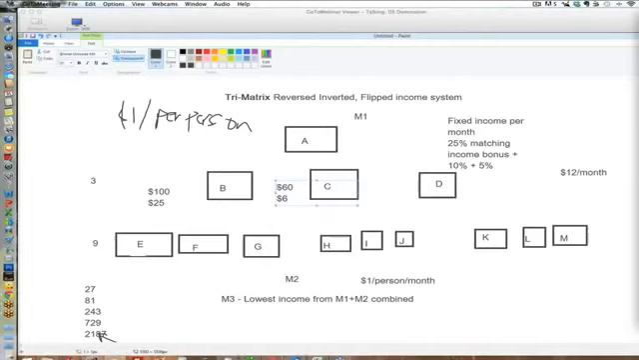Here's what it basically means. When you refer somebody and they make money, you basically make money as well. And the way this is set up, because of these three matrices and everybody being flipped around like that, everybody in the company makes at least something. Everybody in the company is going to make at least something.